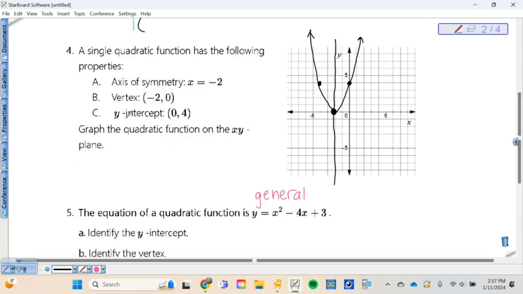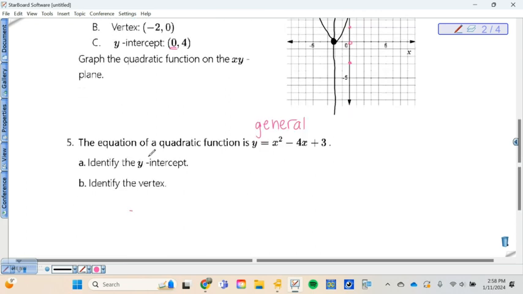In part C, we said the y-intercept is at (0, 4). What is always the x-coordinate of the y-intercept? 0. Right? If it's a y-intercept, it has to be somewhere on the y-axis. That means that the x-coordinate is always 0. So if I'm trying to figure out my y-intercept, I'm going to set x equal to 0 in my equation.